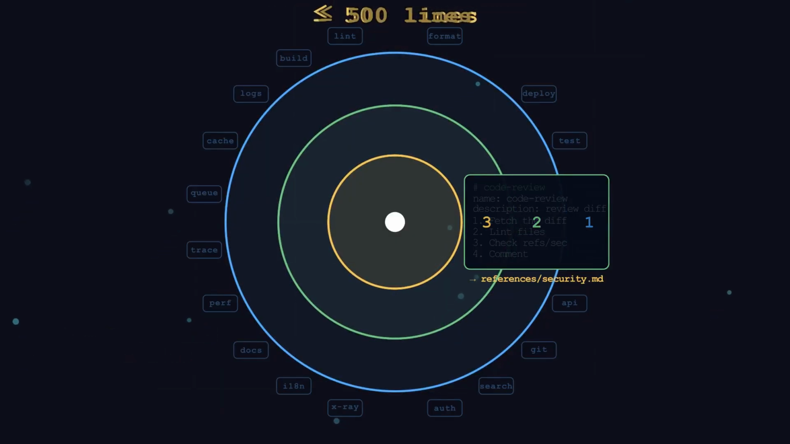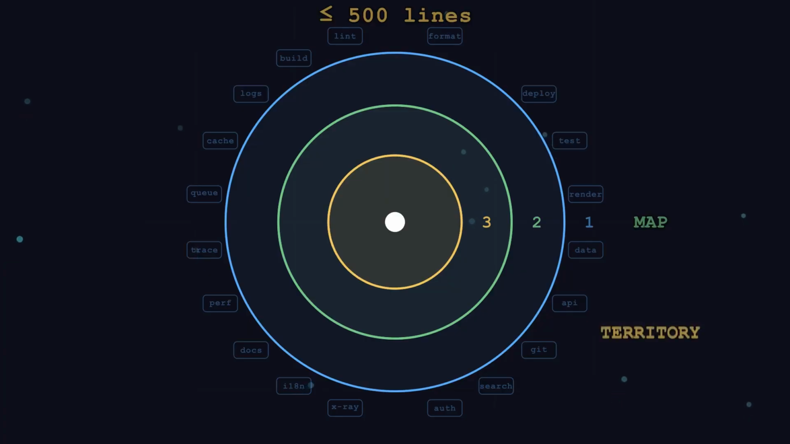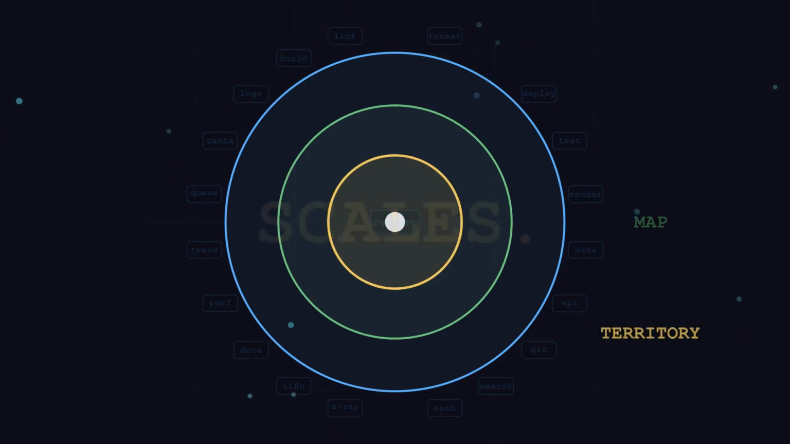This is why the 500-line guideline exists. It nudges you to push detail outward. The body becomes a map. The references become the territory. 20 skills, hundreds of references, but the agent only ever loads what the current task needs. That's the scaling story. Detail lives in references. The body stays a map.